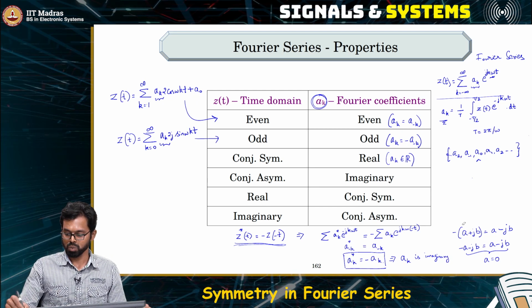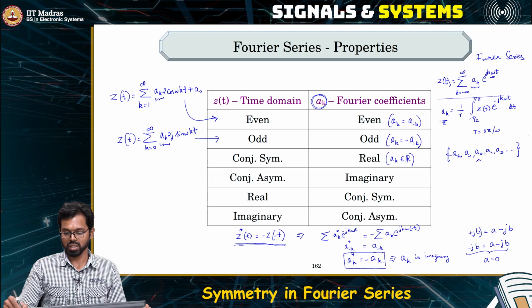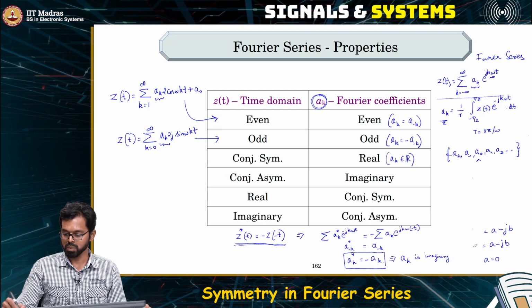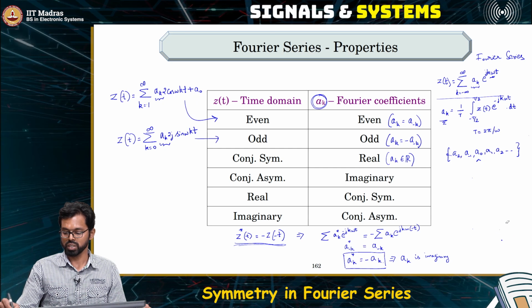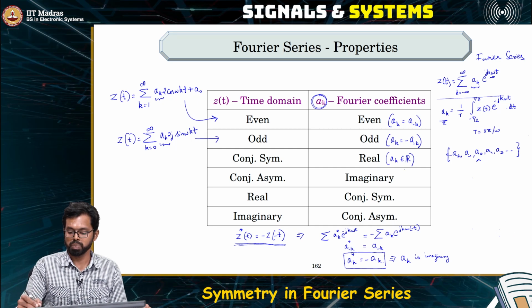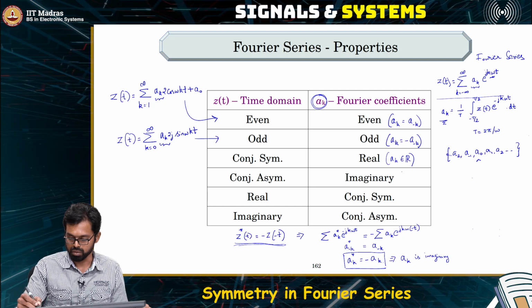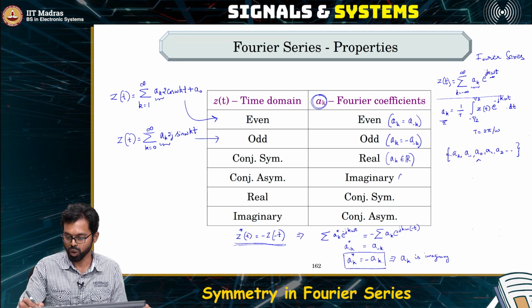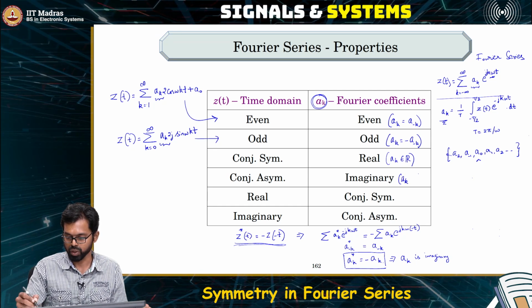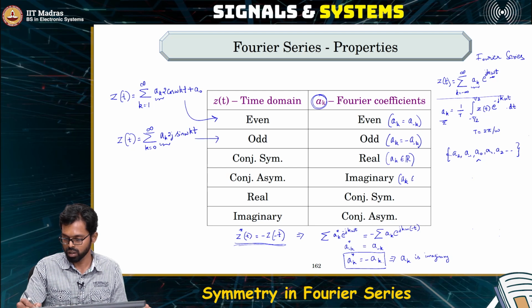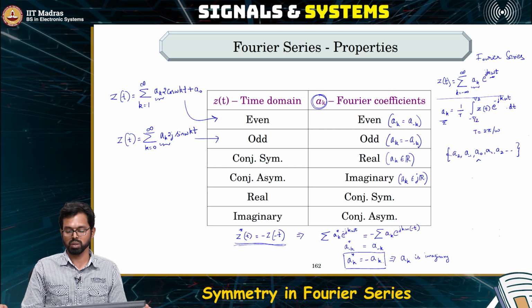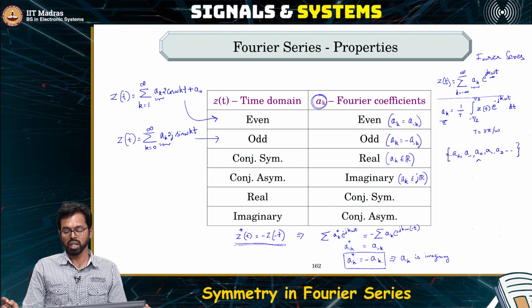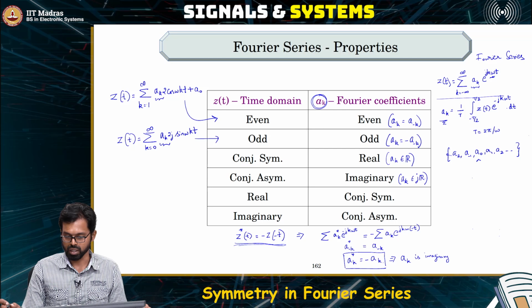Okay. So whenever the time domain signal is conjugate asymmetric, what we have in the Fourier series coefficients is that they are purely imaginary. The coefficients are purely imaginary, or j times them is purely real, whereas if it is conjugate symmetric, then it is the purely real signal. Okay.